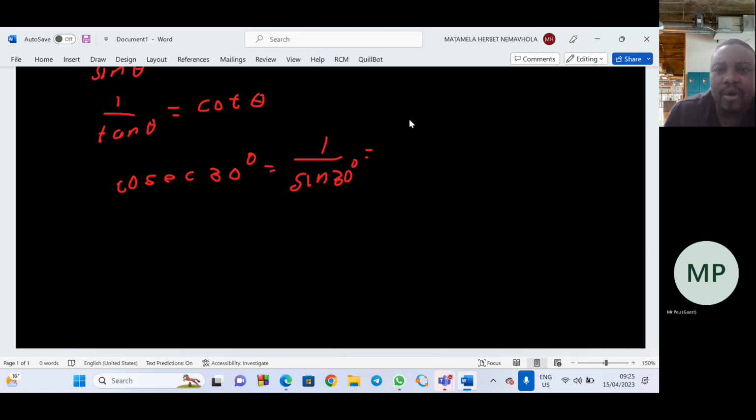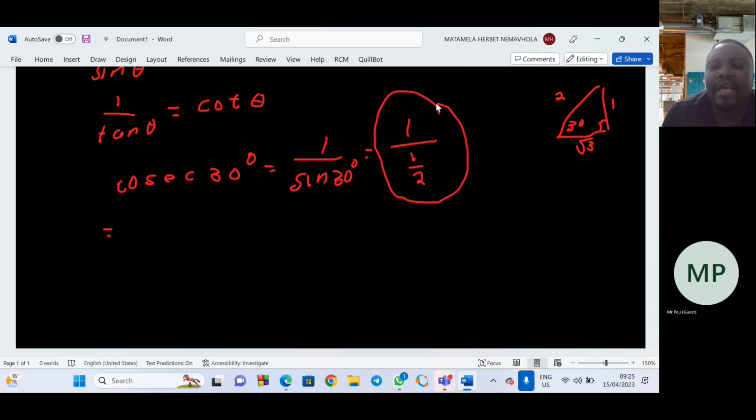This is the same as 1 over sine 30 degrees. When you use the special angles, you know that sine 30 is 1 over 2. Many students make mistakes with this, so in order not to make a mistake, you write 1 first, then divide by 1 over 2.